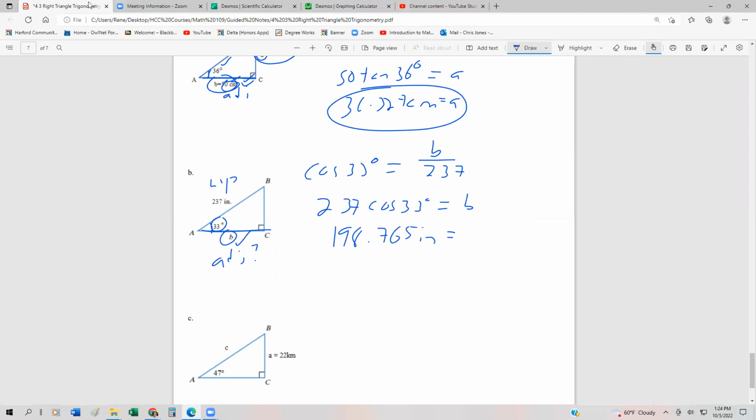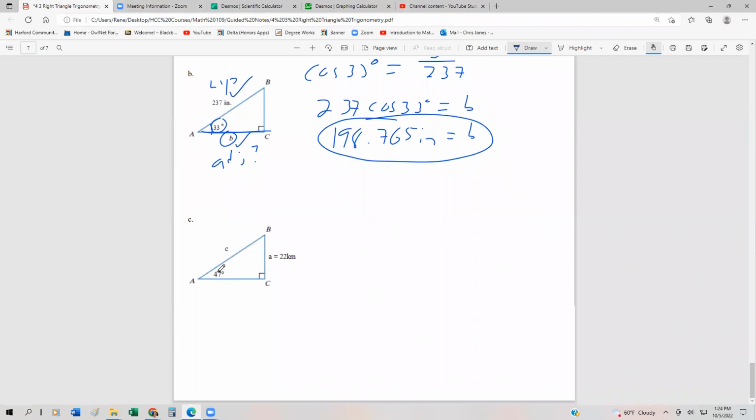So that's 198.765 in inches. By the way, the hypotenuse is 237, so we know the answer shouldn't be any bigger than 237, but it should be in the neighborhood. If we got something like 5 or maybe 15,000, we'd know that we're wrong. So we should always think about what our answer should be.